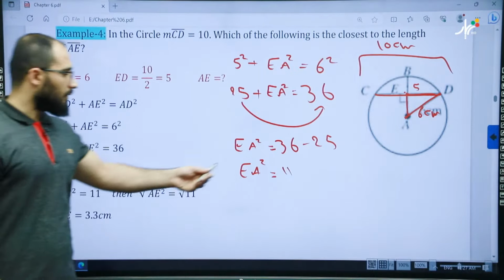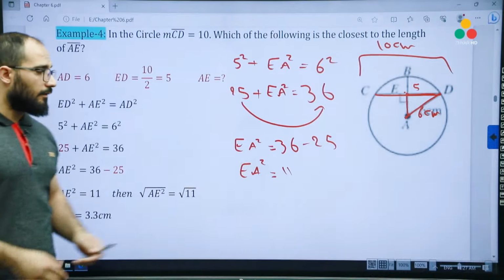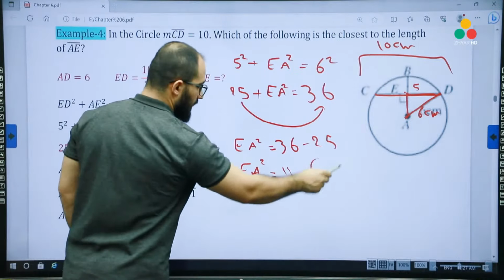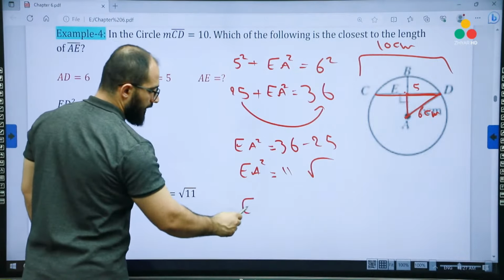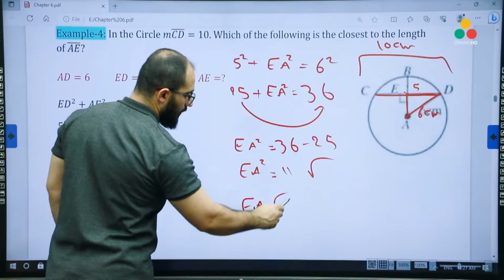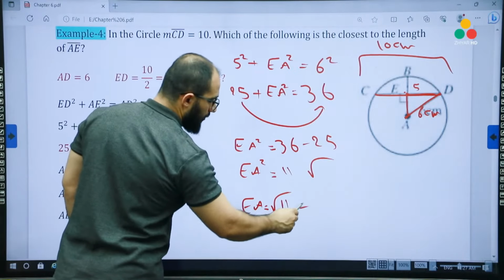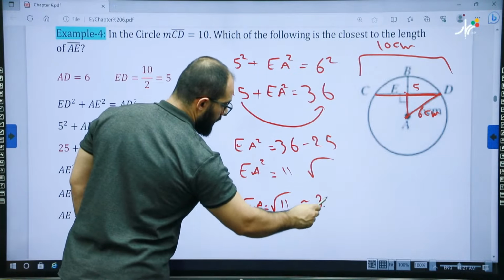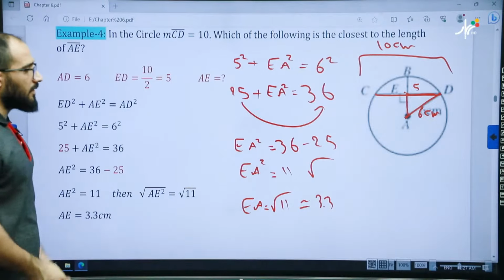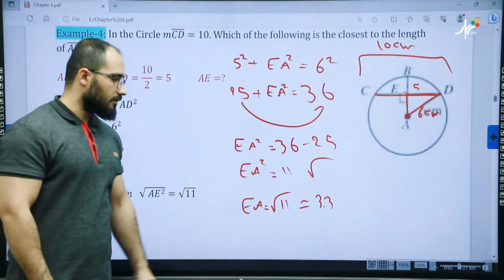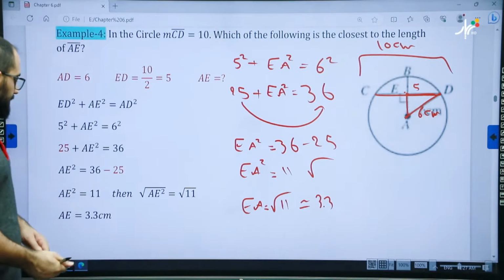Again, we want to find EA, not EA squared. Use the square root for both sides. EA is equal to the square root of 11, and approximately is equal to 3.3. So the measure of EA is equal to 3.3.